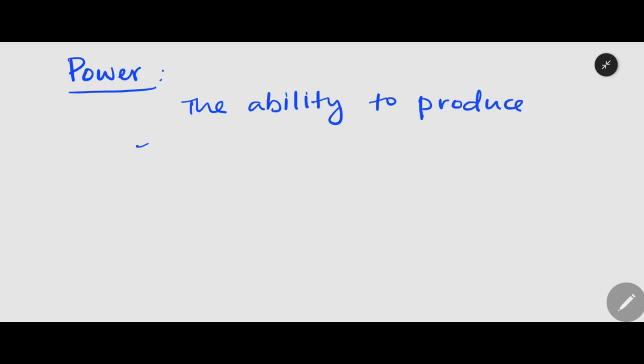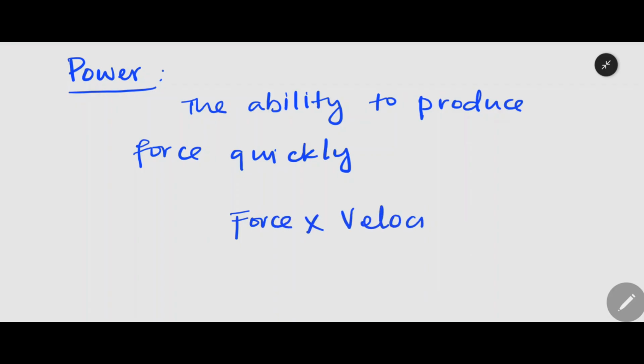And we have power, which is the ability to produce force quickly. So power is basically force times velocity. That's the formula for power.